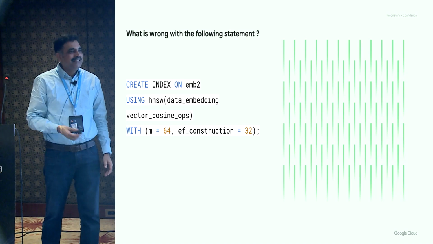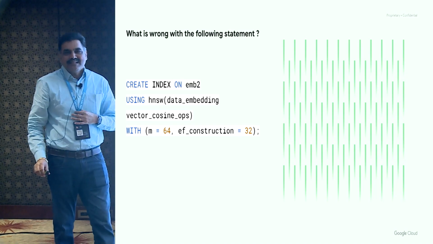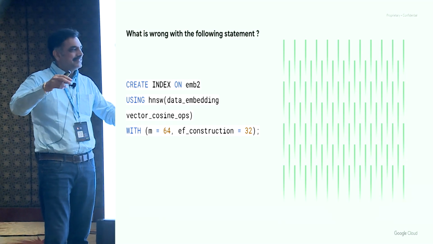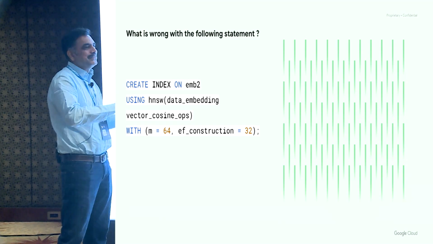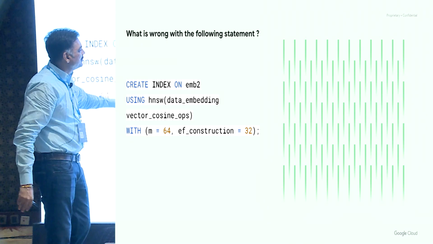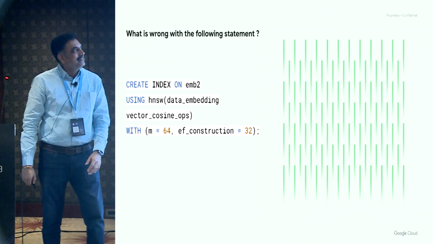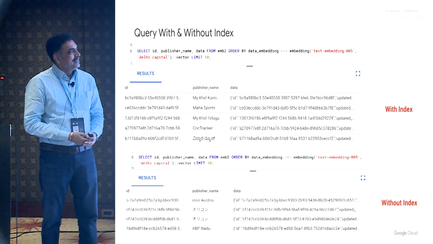Good. So although the index may get created, I'm not saying the index will not get created, but it doesn't make any sense. You cannot search within a limited period for larger nodes, right? So your EF construction is less than your M value. Absolutely no logic.